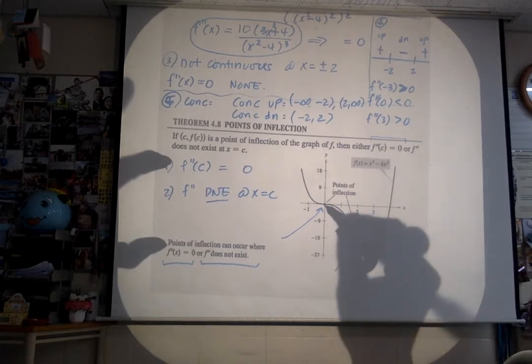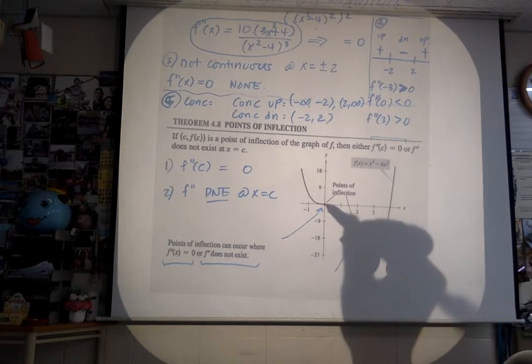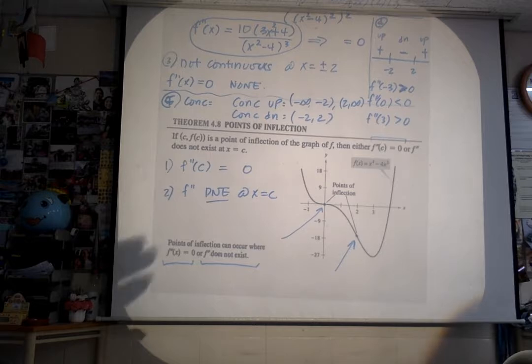So these are the points of inflection here, because you can see from this f of x that here and here the concavity changes, okay? So we'll discuss more with that. So let's try another example, okay?